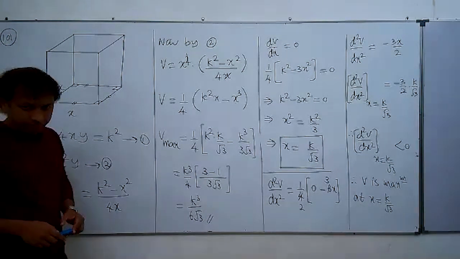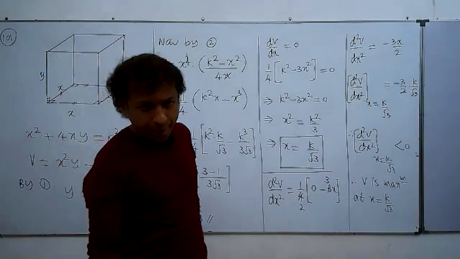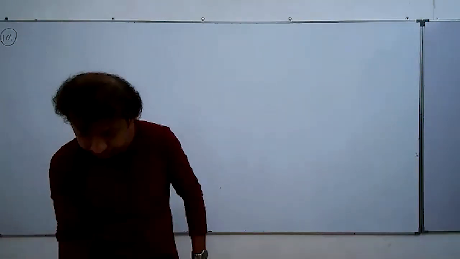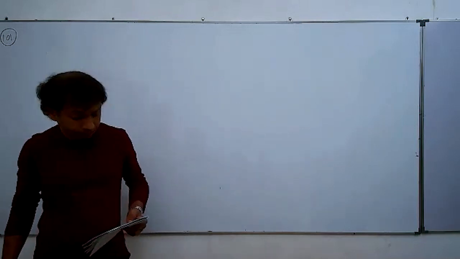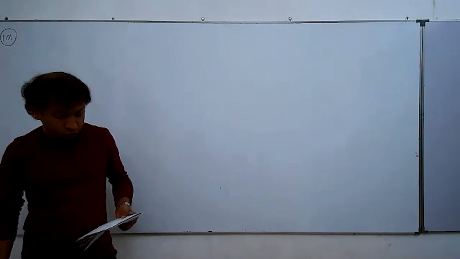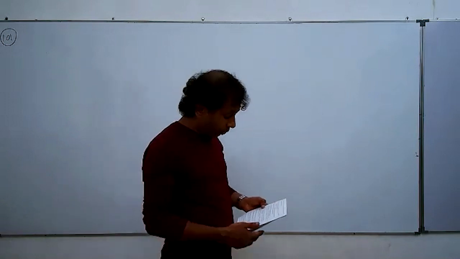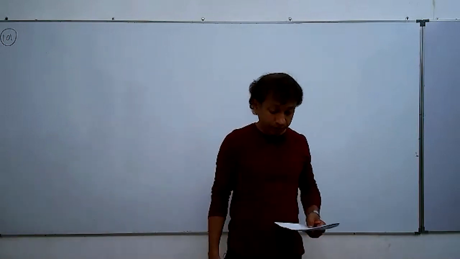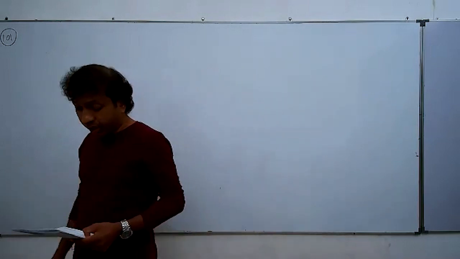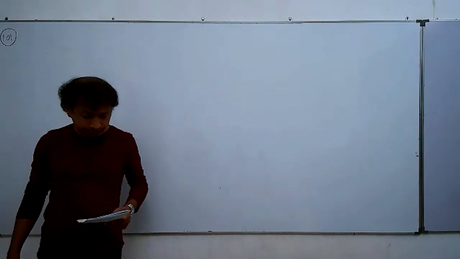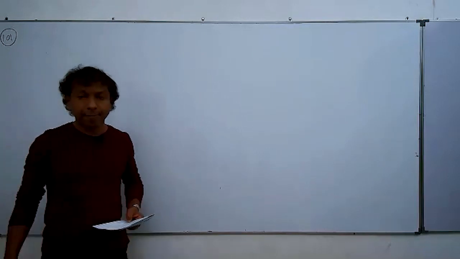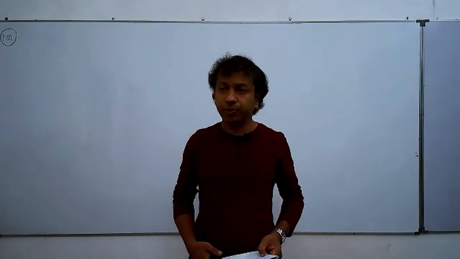Read this question. Question number 101. People, here you are given: prove that the volume of the largest cone that can be inscribed in a sphere is 8 upon 27 of the volume of the sphere. What is this, people?